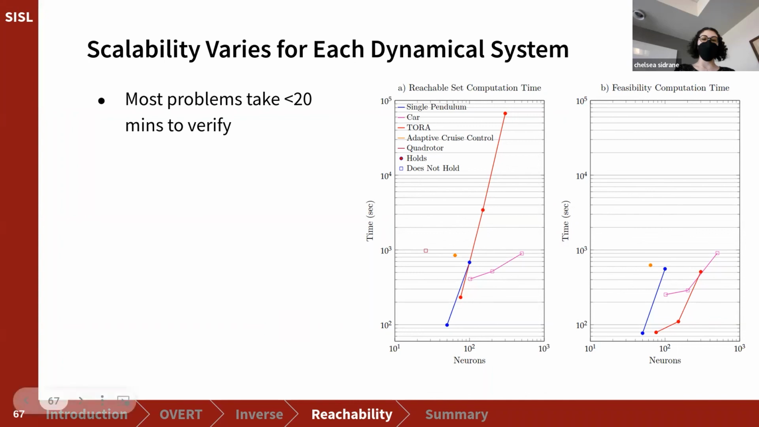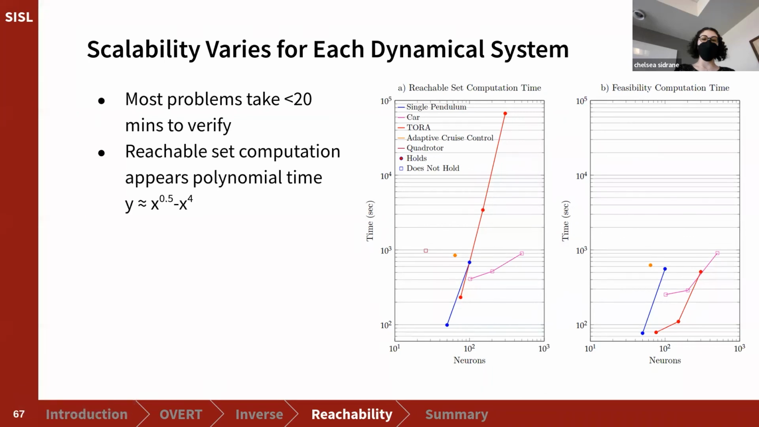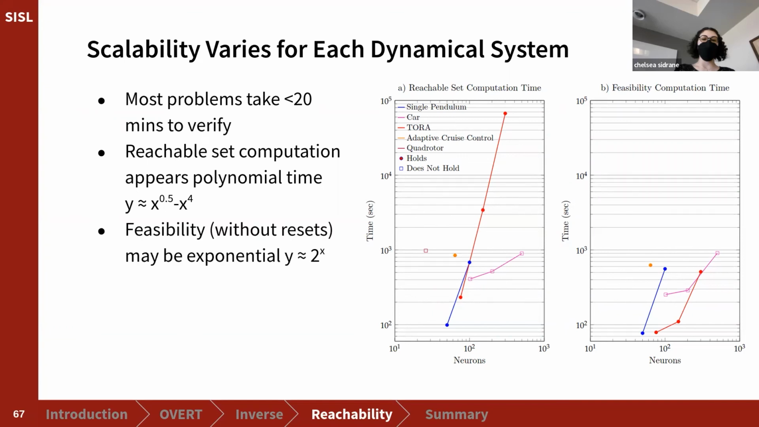While these plots don't have enough data to make a firm conclusion, the straight lines on the left plot suggest that hybrid symbolic reachable set computation, at least for these examples, has polynomial time complexity between y equals x to the 1/2 and y equals x to the 4th. The feasibility framing may have exponential time complexity, that's a function like y equals 2 to the x, but there isn't quite enough data to tell.